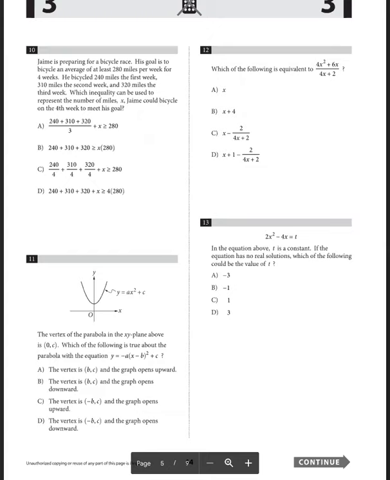So the one thing you'll notice about number 10 is that none of the answers are in a traditional format. So what I'm going to do is write the traditional format and show you guys how we can move it around to get the answer to this problem. It's saying that he wants to bicycle an average of at least 280. So that means it's going to be greater than or equal to 280, because the average has to be bigger than or equal to 280.